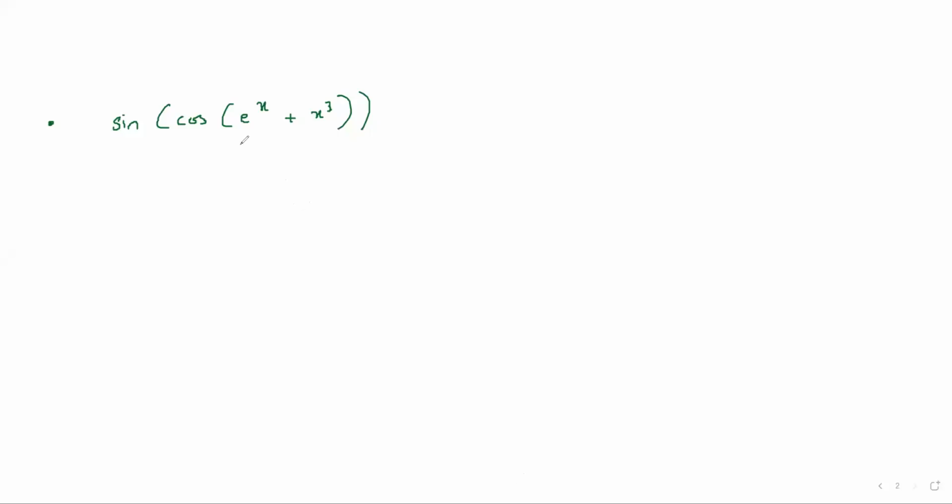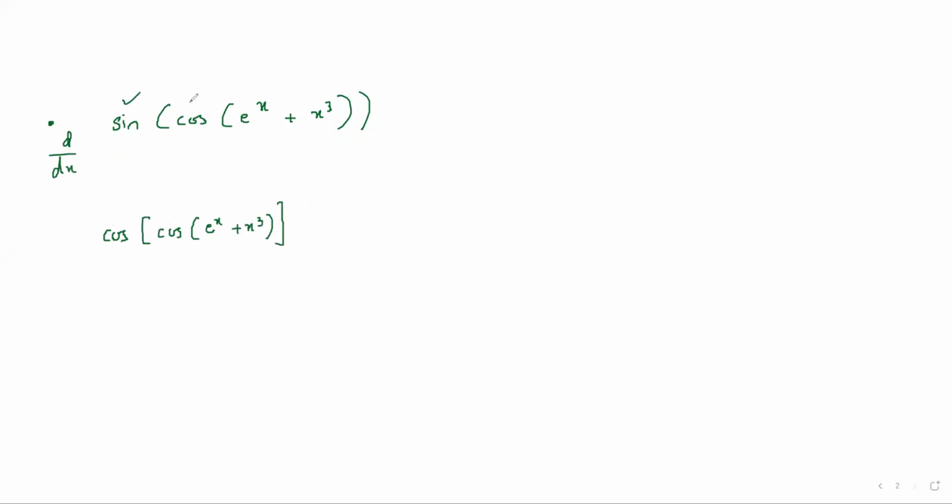Another example is sin of cos of e raised to x plus x raised to 3. You have to find the derivative of this function. Okay. So when you see that the first outer function is sin, then you have cos, then you have e raised to x plus x cube. So first of all, what is the derivative of sin? We know it is cos. So what you have to write? cos of cos of e raised to x plus x cube. So that is the first outer function sin.